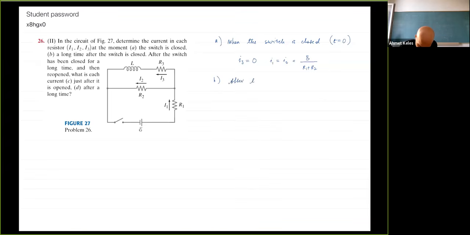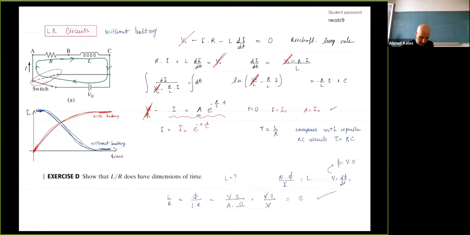Now, long time after the switch is closed, B. After a long time, let's call t is equal to infinity. What is going to happen at t is equal to infinity? Let's go back to our picture again. Here, at t is equal to infinity, it's almost as if there is nothing, right? It's almost as if there's no inductor. The inductor did what it can do, and then this circuit reached its steady state. So there is nothing you can do here. You can completely neglect the inductor. So that's what I will do here.